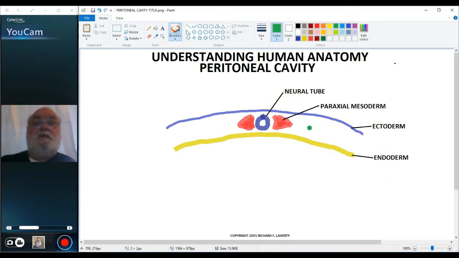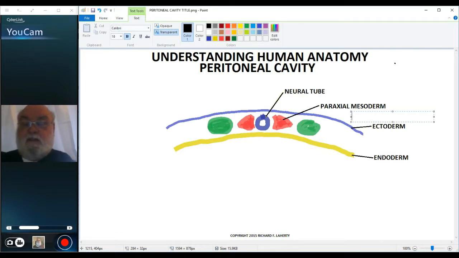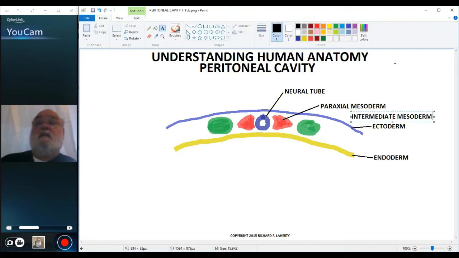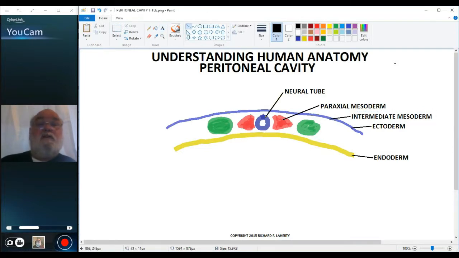Next to the paraaxial mesoderm is an area that's referred to as the intermediate mesoderm. I'm just going to draw it in as kind of a circle, a blob here. The intermediate mesoderm will form the kidneys, it will form the gonads, and it will form part of the adrenal cortex. So the intermediate mesoderm will give rise to our urinary system and structures associated with the urinary system.